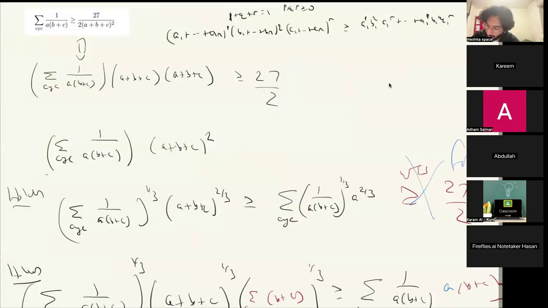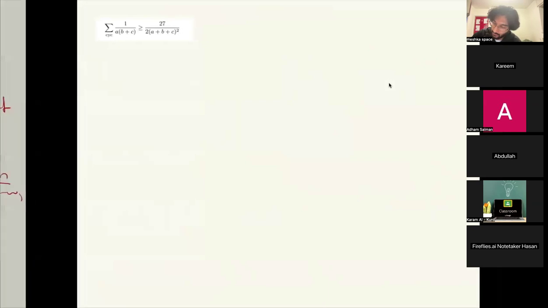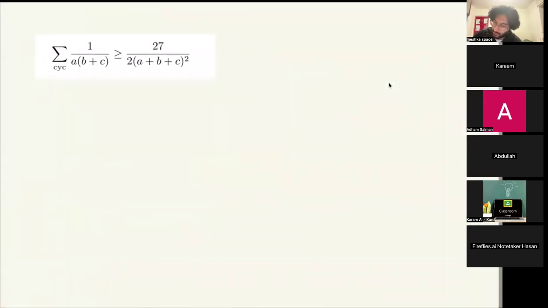So where did it go? So for this one, you can put a constraint. So you can put the constraint A plus B plus C equals 1 because it's homogeneous. You can do that. And then it becomes show that the cyclic sum of 1 over A times 1 minus A is greater than or equal to, maybe it looks like 3. I think it's a little bit better, let's do 3 instead. Okay, so but why can we set A plus B plus C? Why can we do that?